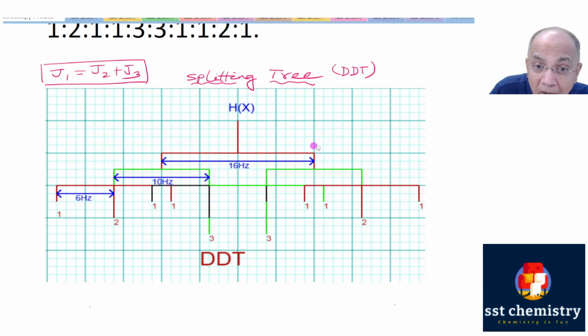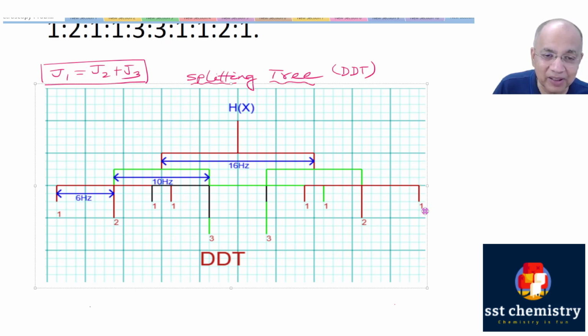And once you go for the triplet, doublet of doublet is over. This position is DD. Then when you come to DDT, you make this line a triplet, 1:2:1. 1 is coming here because this is 6, this is 6. And when you make this a triplet, 1:2:1. And when you make this a triplet, its 1 is coming here. 1. So 2 plus 1, 3. And 2 is coming here. 2 plus 1, 3. And its corresponding 1 is coming here. 1:2:1. And when you make this a triplet, its 1 is coming here, 2 is coming here, and 1 is coming here.